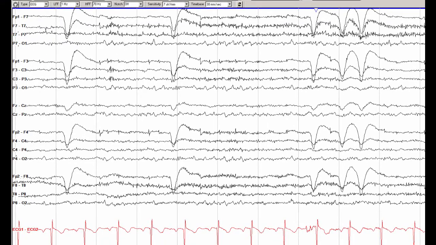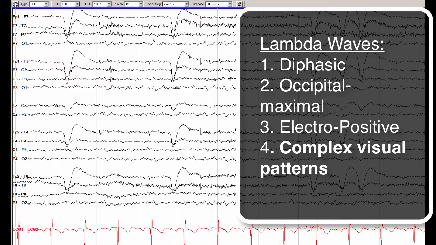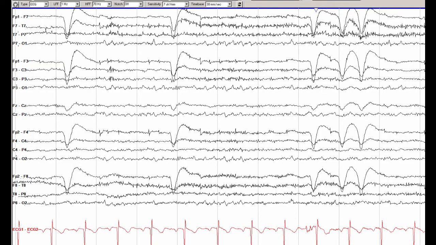The exact generator of lambda waves is not completely understood, but they are generated by inspection of complex visual patterns. During routine EEGs, lambda waves are often generated by inspection of the dots on a ceiling tile, for example. In our experience, during video EEG recording on inpatients, we often see lambda waves when patients are examining complex visual patterns on computer laptops, for example. Regardless, lambda waves are most prominent when the eyes are open.